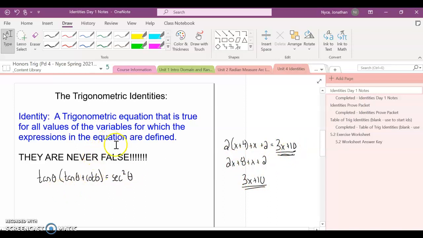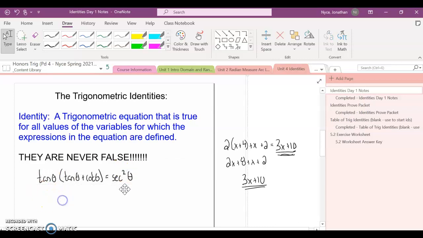It's going to be an equation that we're not solving, but an equation that's going to be true for all values of the variable. So this expression is going to be true no matter what x is. Any x value is going to make that expression true. Same idea over here. No matter what theta is, this expression is always going to be true. And we'll probably touch base with this one to start tomorrow.